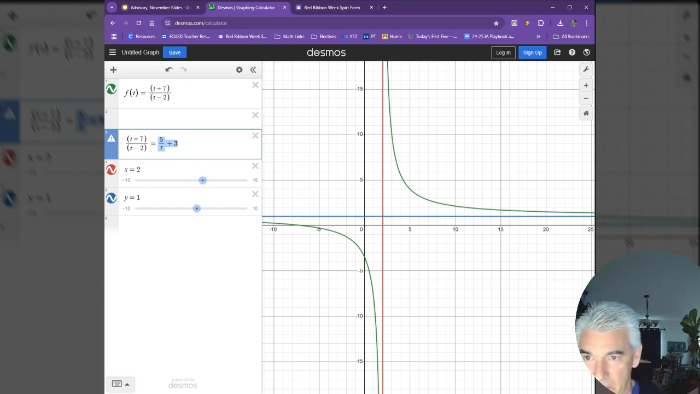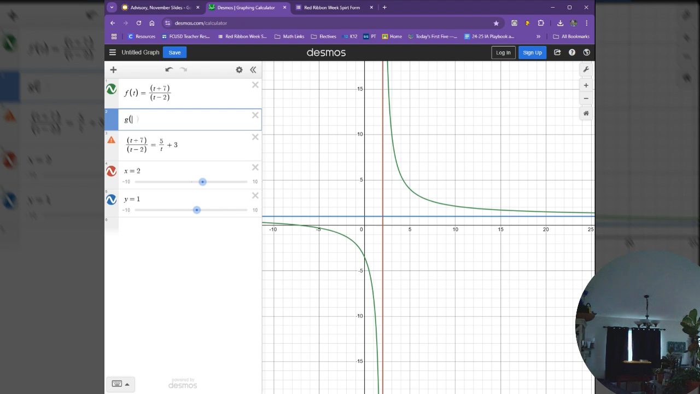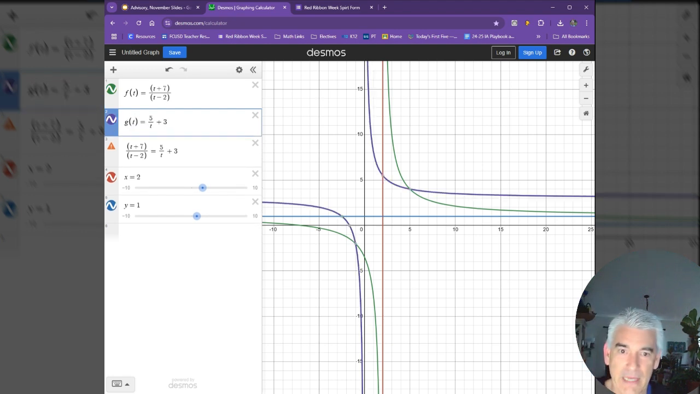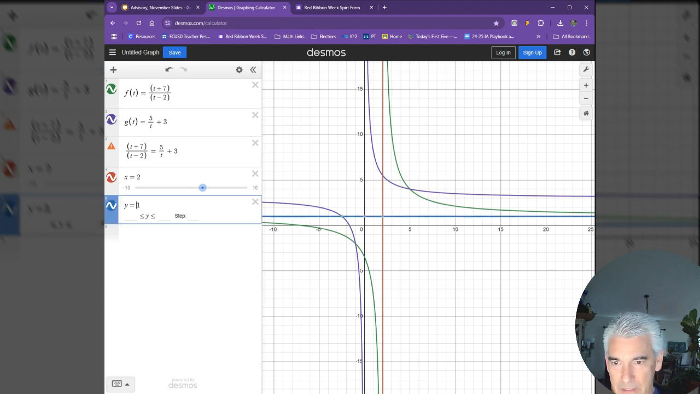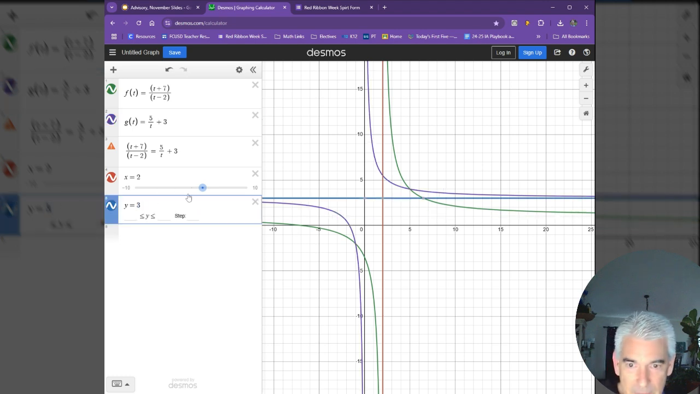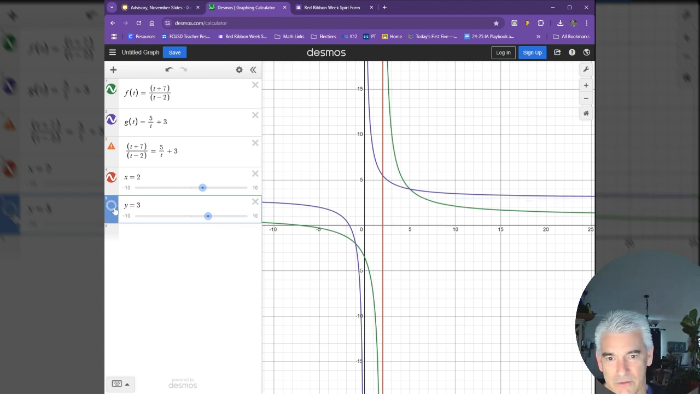I'll put in another function, let's say g of t equals, and let's paste that there. Okay, and so this purple graph is this other one. What you'll notice is at either side of 0, it's going up to infinity and down to negative infinity. Also, this one doesn't level off at 1. This purple graph levels off at 3. Let me change this to 3. And the purple graph is leveling off at 3. There's a really good reason for why.